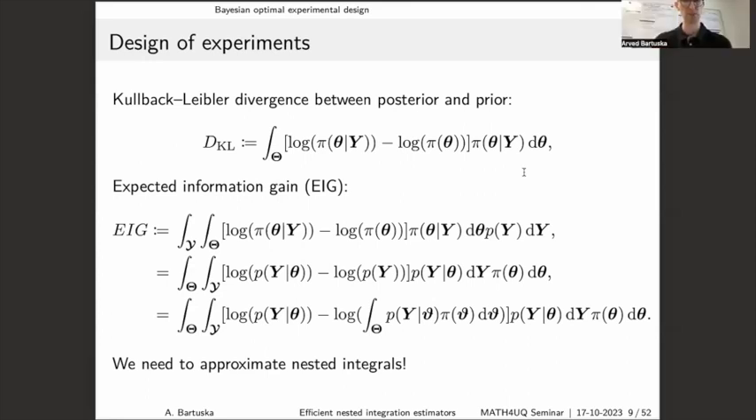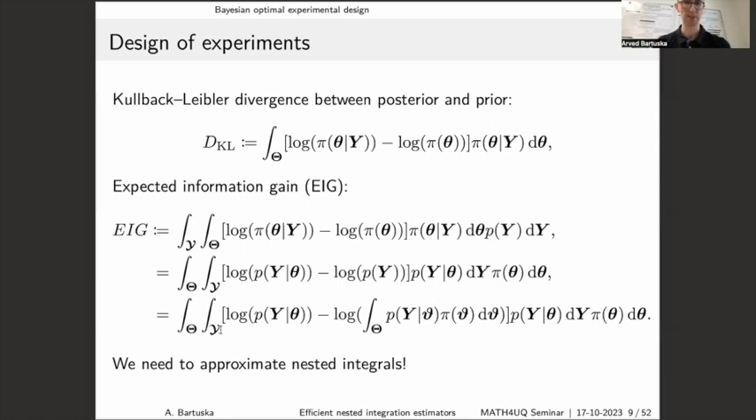Welcome. So the issue here is that we have what we call nested integrals. So we have one large integral out here over theta and y, and then we have the logarithm and another integral in here, also over theta. And this makes numerical approximations challenging.